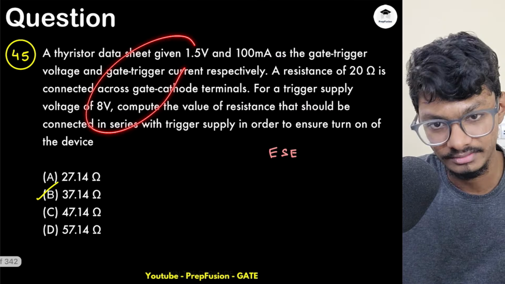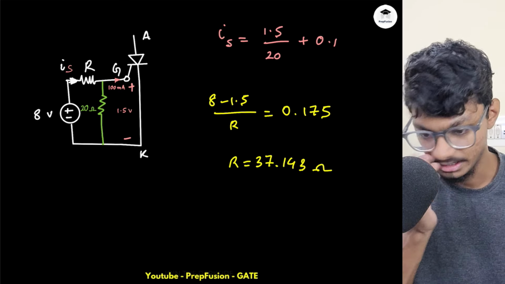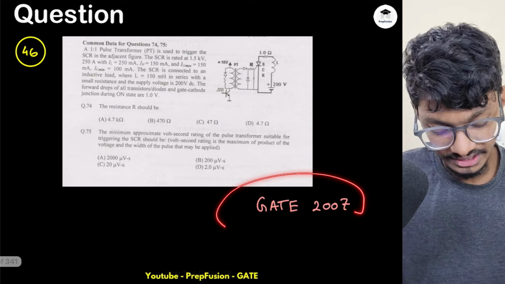So for GATE students, if they're not preparing for EAC, they can ignore these concepts, because if you are finding it difficult to grasp, that's because the question sometimes is not very well framed in the EAC examination. So let's solve this next question. This is a GATE 207 question.